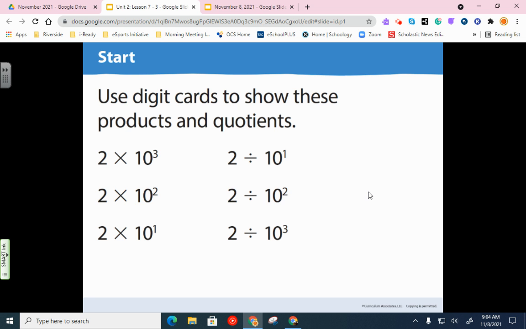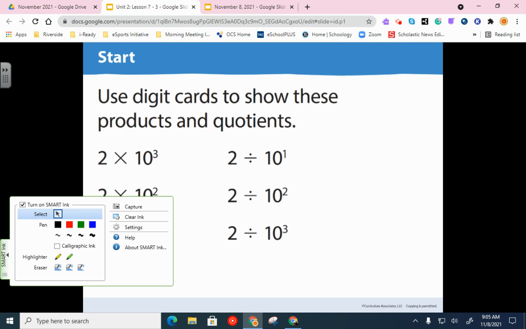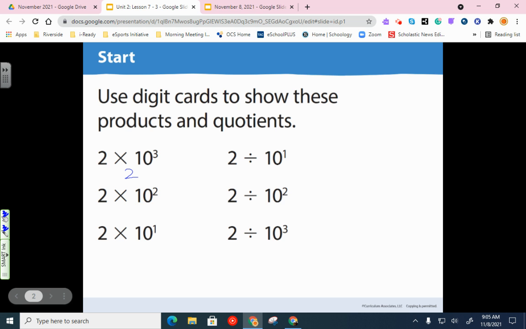We're multiplying by powers of 10 on the left. We're dividing by powers of 10 on the right. If you're multiplying, you're increasing the size of the number. So our factors for all of these is 2. But if we're multiplying by 2 times 10 to the third, that basically means we've got our 2 and we're going to add 3 zeros to it. So it's going to work just like this. So 2 and 3 zeros, just like that.